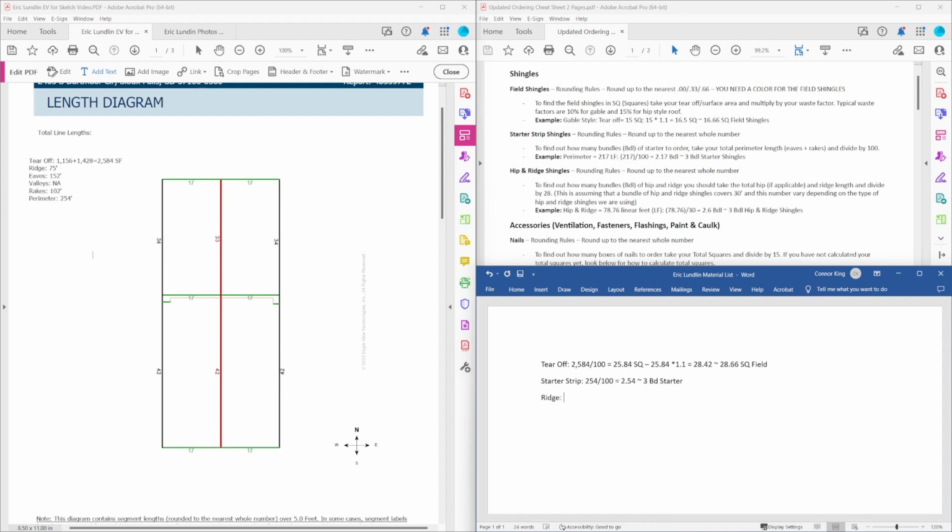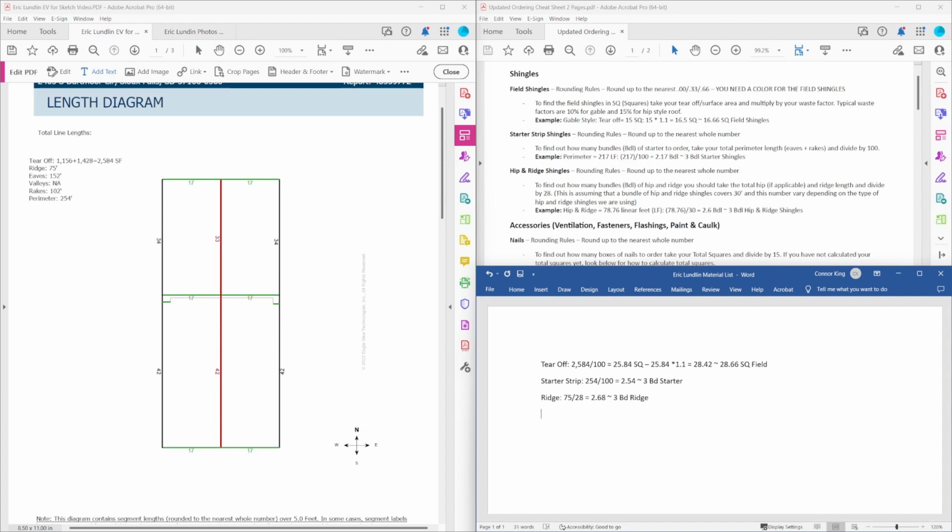After that, we'll do our ridge. So it says to find out how many bundles of hip and ridge, take your total hip and ridge length and divide by 28. So we're going to do 75 divided by 28. That's going to come up with 2.68. And then we're going to round to the nearest whole number to get 3 bundles of ridge.